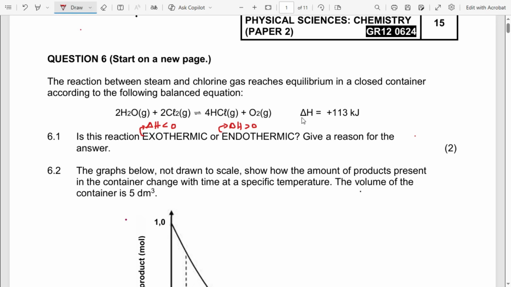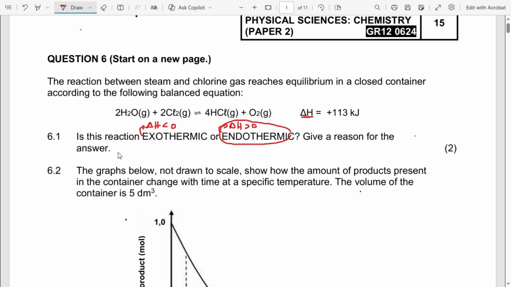When we look at the change in enthalpy that is given, it is positive. This is just an easy 2 marks. It is positive, meaning this is an endothermic reaction. So the correct answer is endothermic.